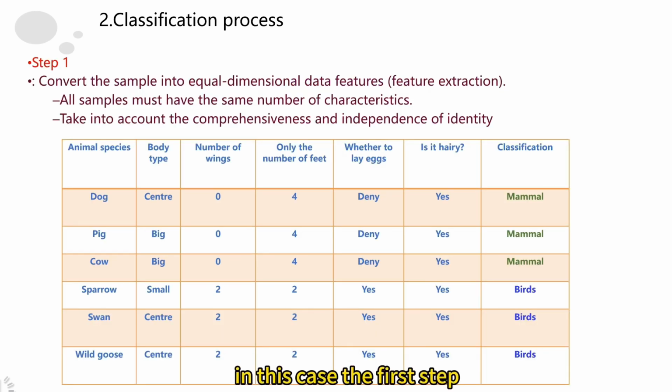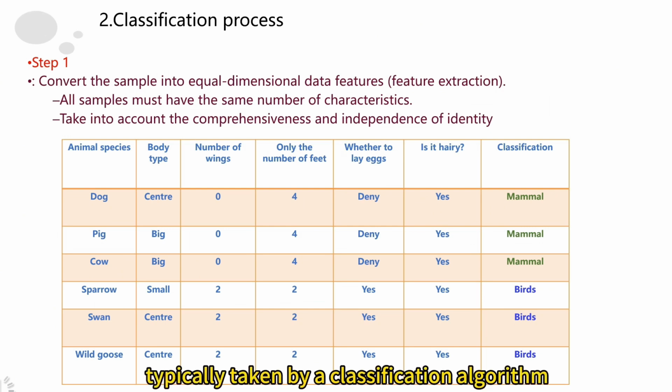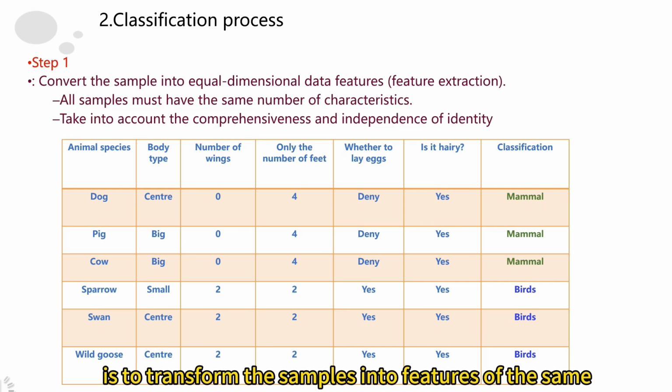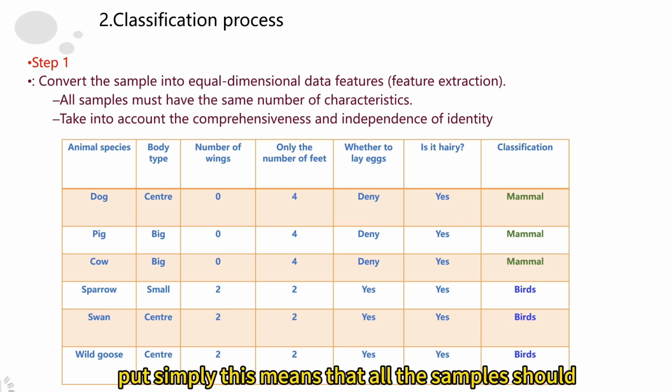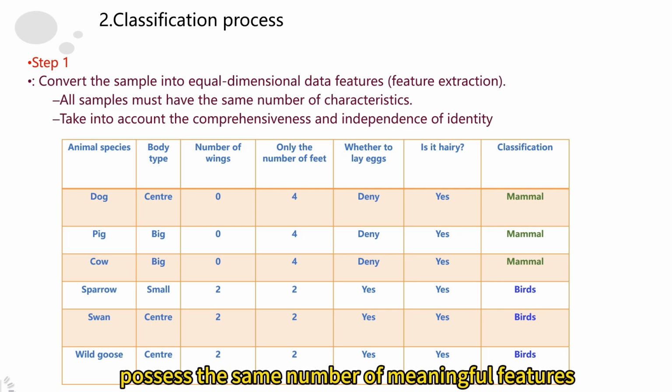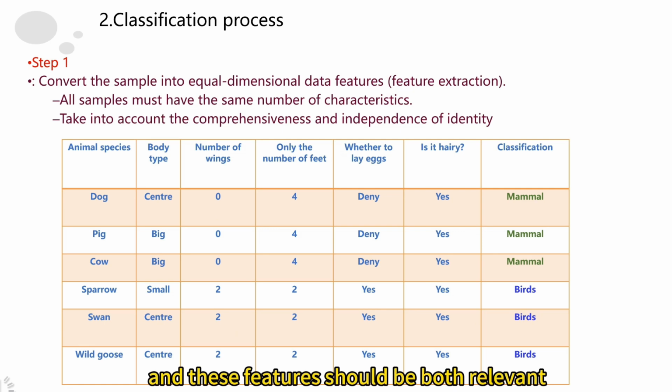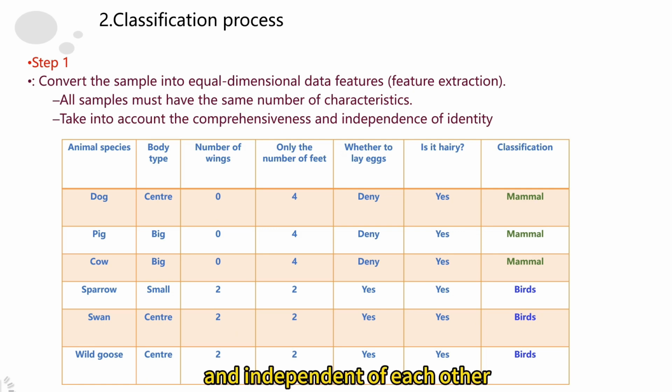In this case, the first step typically taken by a classification algorithm is to transform the samples into features of the same dimension. Put simply, this means that all the samples should possess the same number of meaningful features, and these features should be both relevant and independent of each other.